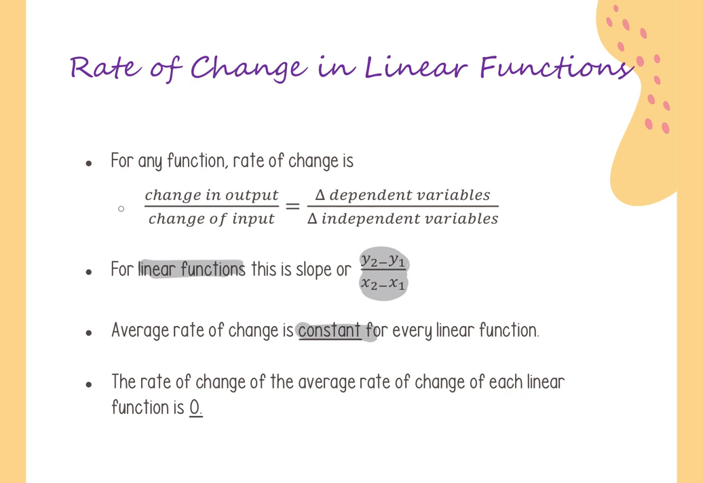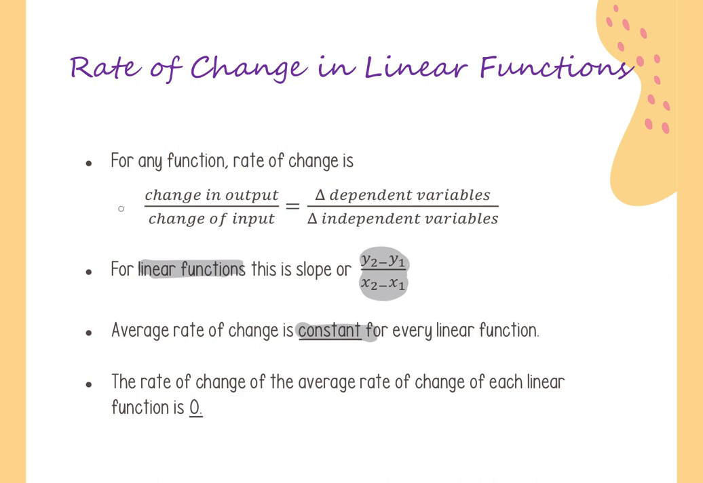Then we're going to do something like finding the rate of change of the average rate of change. So when you find your rate of change, let's say we find our slope, okay, and that slope is the same for the entire linear function. If I wanted to know the rate of change of that rate of change and I subtracted them, it would give me 0. There'd be no change.